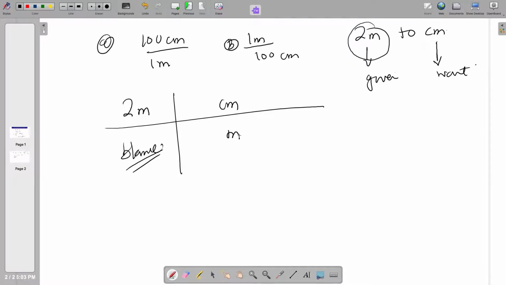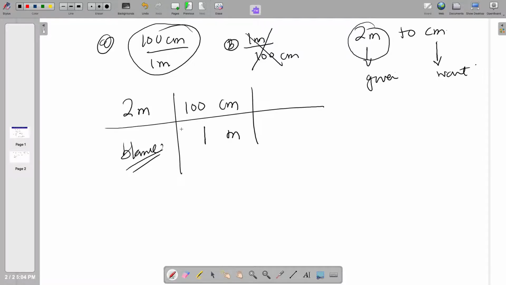Now that I have my table partially set up, I go and look at my conversion factors. Which one do I have centimeters on top and meters at the bottom? Clearly, it is conversion factor A. This other one is not right because I have meters on top and centimeters at the bottom. But since I want centimeters, the centimeters should be on top of my ratio. So I'll write here 100 centimeters and 1 meter. Then I'll close my table.